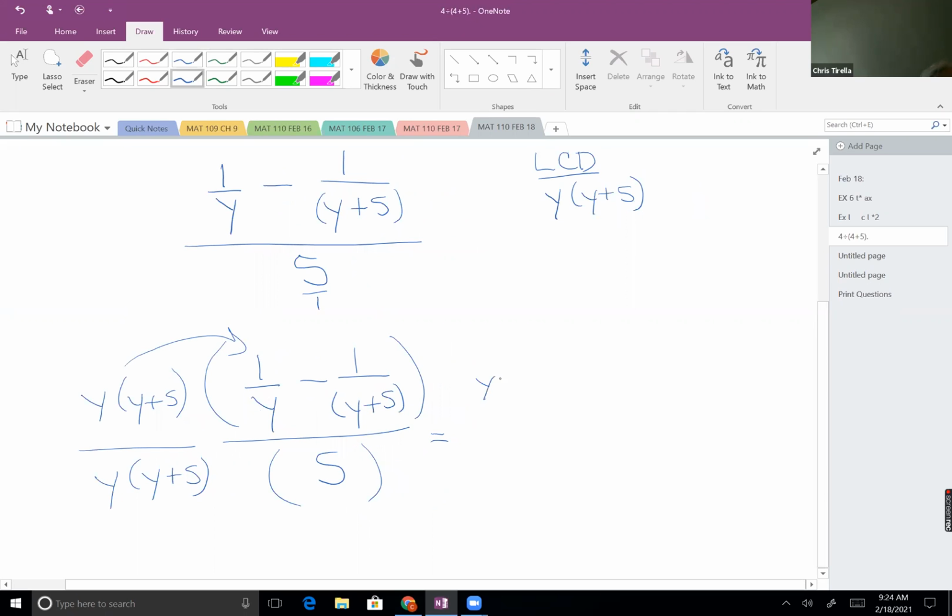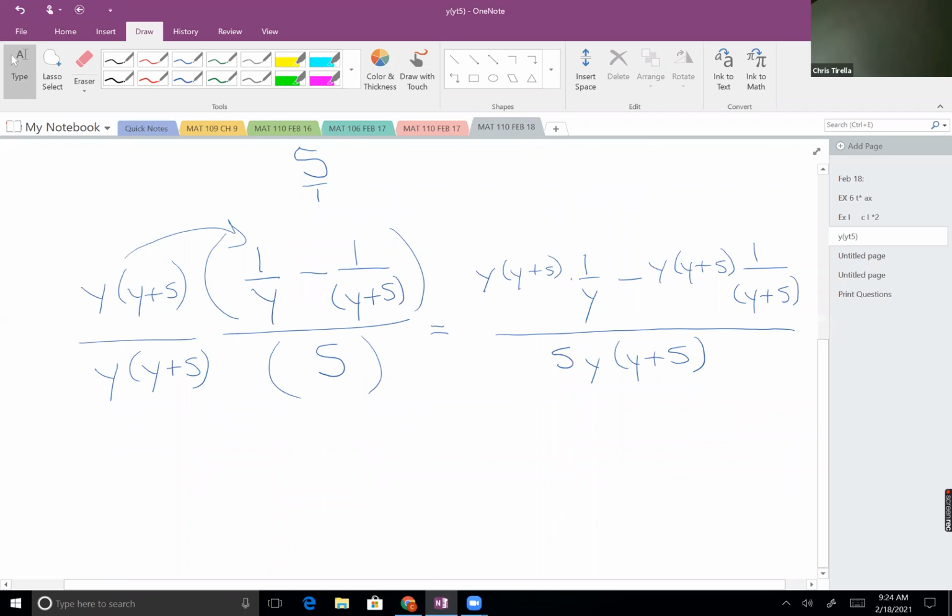Distributing, I'd have that common denominator times 1 over y minus that common denominator times 1 over y plus 5 over 5 times that common denominator. And again, for a hot second, it looks messy, messier than it did before.